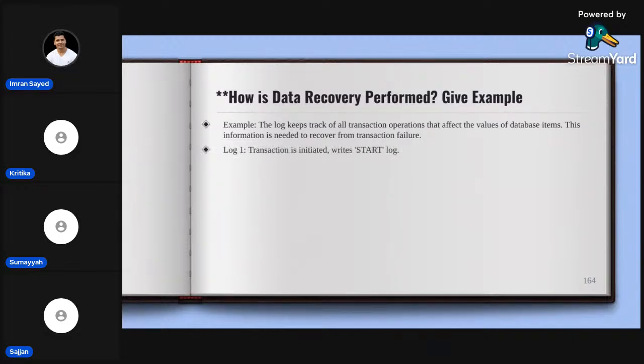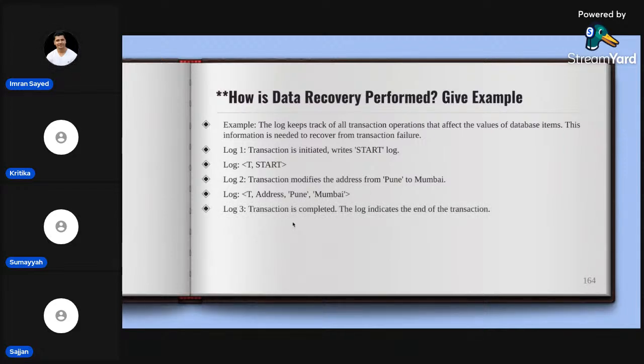So the transaction is initiated, and it writes a start log. So log one is the transaction is initiated and writes a start log. Then the transaction modifies the address from Pune to Mumbai. Then log three is the transaction is completed. The log indicates the end of the transaction. Then we log commit. And that's it, I guess.